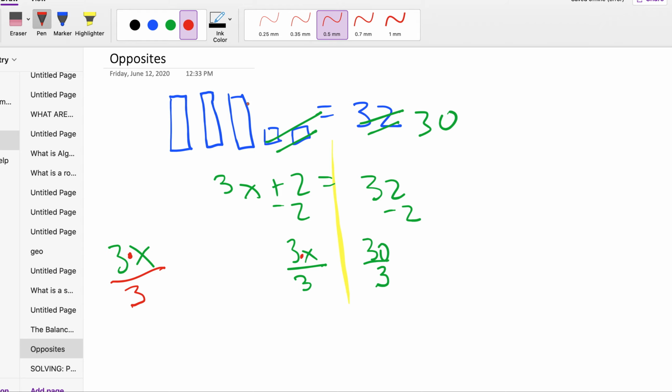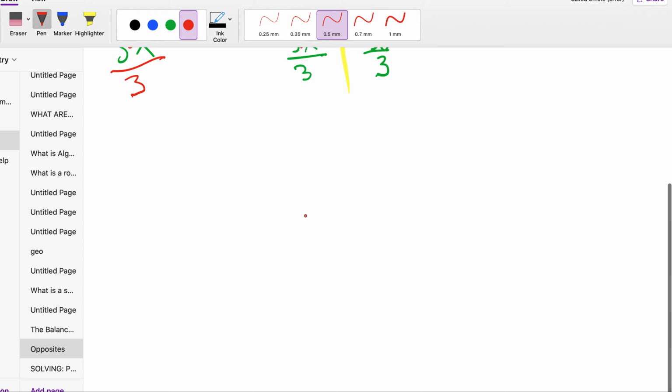So what are our opposites we want to keep in mind? We have plus, the opposite would be minus. We have multiplication, and the opposite of multiplication would be division.